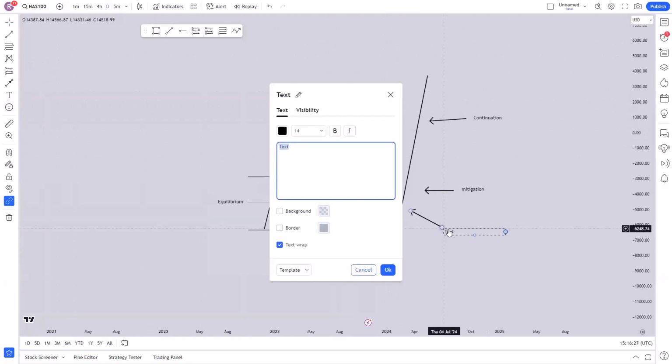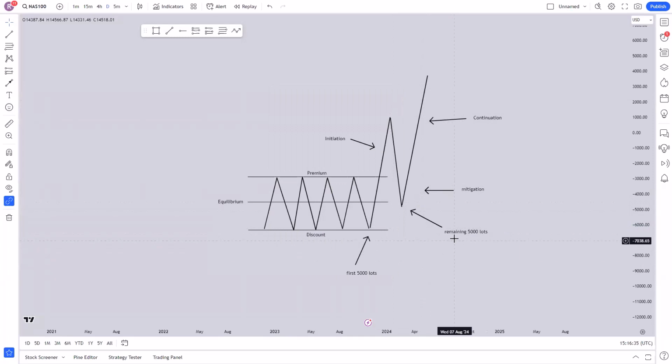So let's just mark this out so it's not all empty. Remaining 5,000 lots. Okay, so I appreciate this is very messy, but I'm just drawing this for the people who may be drawing themselves to learn. So yes, we have the range, we have the premium of the range, we have the discount of the range, and we have the equilibrium of the range. The equilibrium is just a very fancy word for saying the 50% mark. Okay, it's just halfway in between.